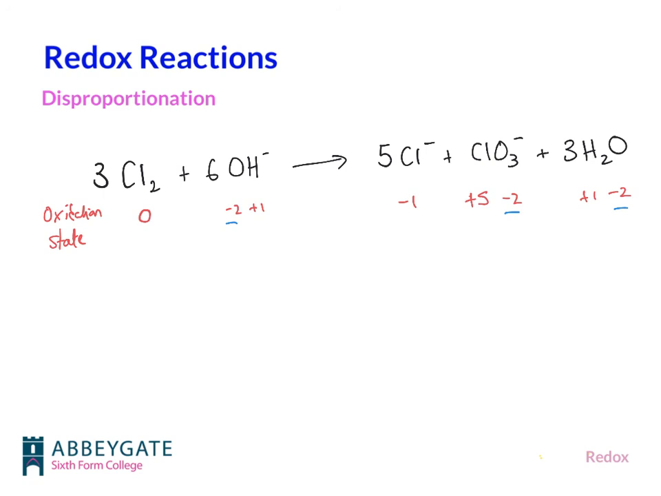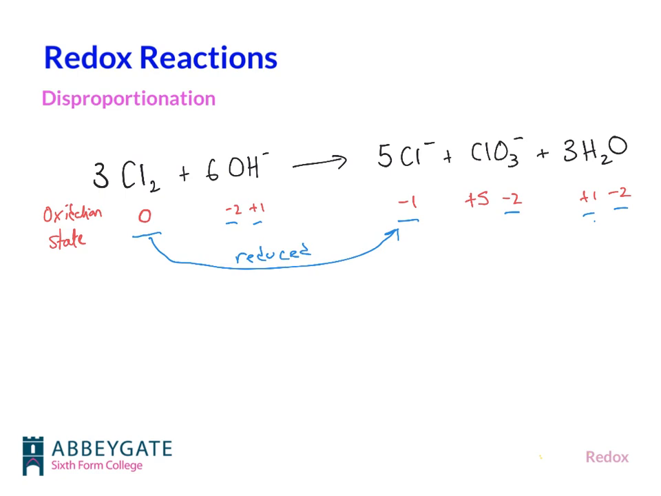Hydrogen is +1 at the start, and it's +1 in water at the end. So the hydrogen is not actually taking part in any redox. The hydrogen's oxidation state is not changing. But if we look at the chlorine, it starts off as oxidation state 0, and it finishes on one side as oxidation state -1. So it has gone from 0 to -1. It has decreased, and if it decreases, it means it's being reduced.